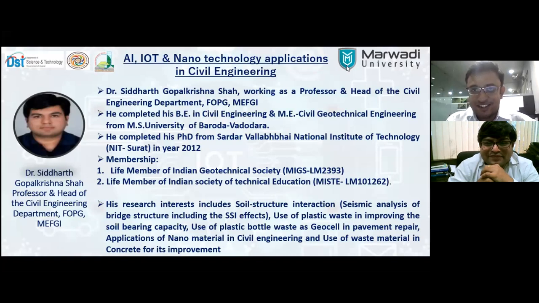So talking about Sir's profile, as I told, Sir is currently serving as a professor and head of department in Faculty of Postgraduate Studies, MEFGI. Sir completed his BE in Civil Engineering and Masters of Engineering from MS Baroda in Geotechnical Engineering. Sir has completed his PhD from SVNIT Surat in year 2012. Sir has got 2 lifetime memberships that he has been associated with: Indian Geotechnical Society and Indian Society of Technical Education.